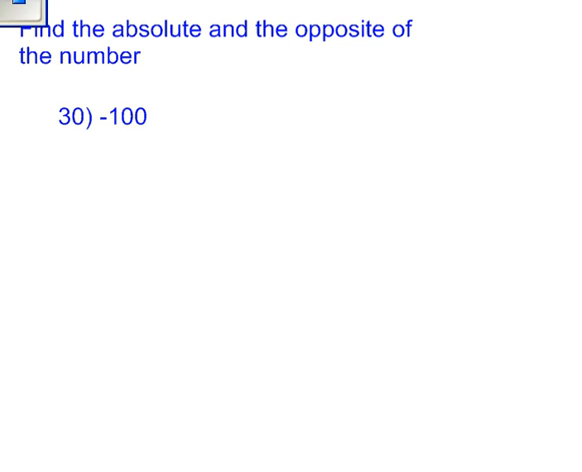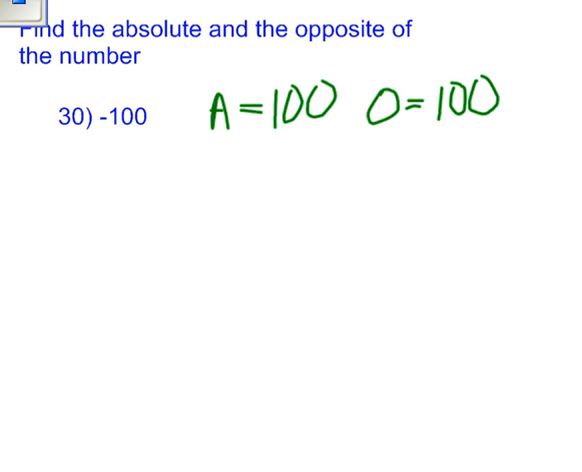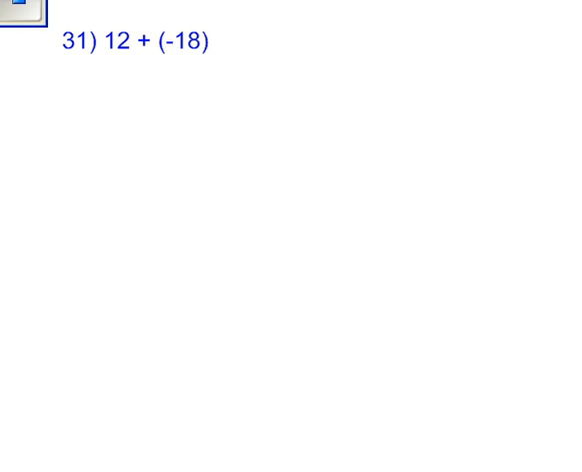Number 30 is a negative 100. The absolute value of negative 100 is 100, and the opposite of negative 100 is 100. Problems number 31 through 38 are asking us to find the sum. Here we have 12 plus a negative 18.